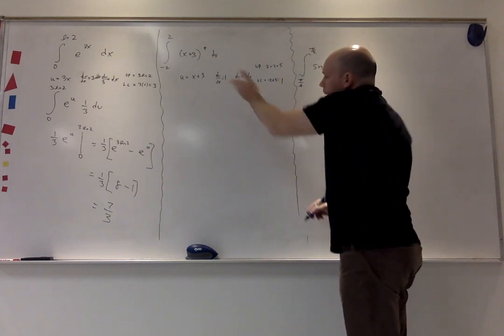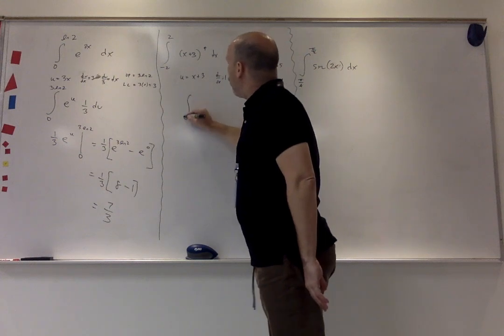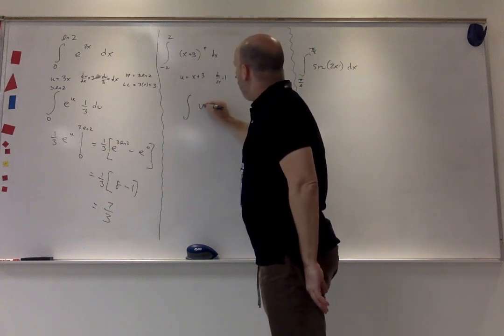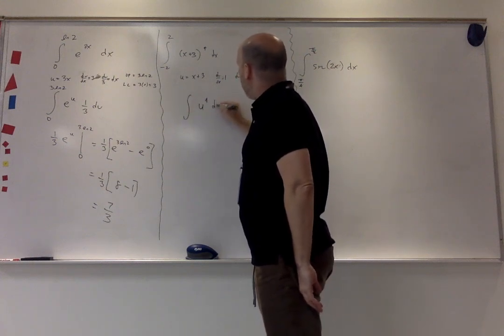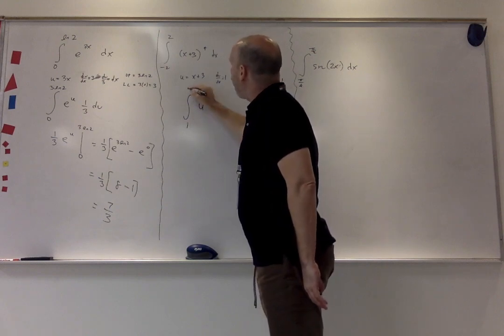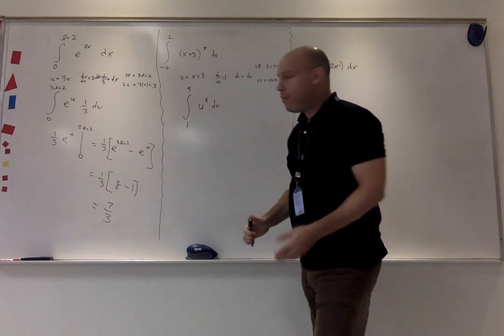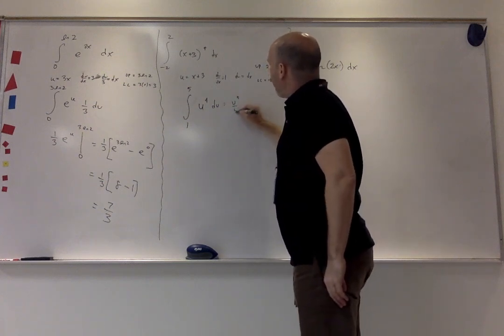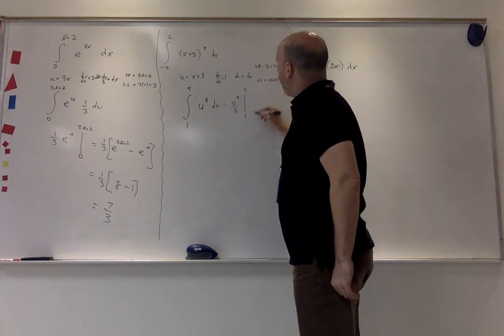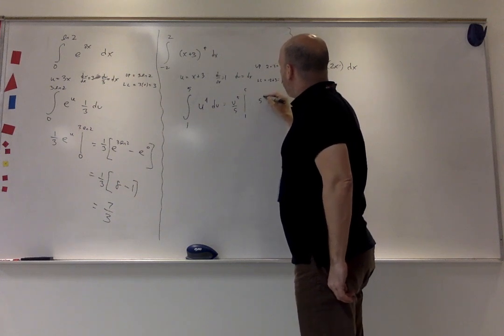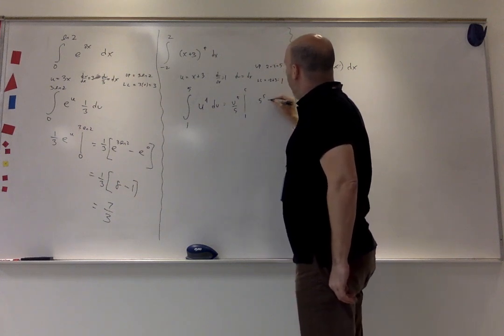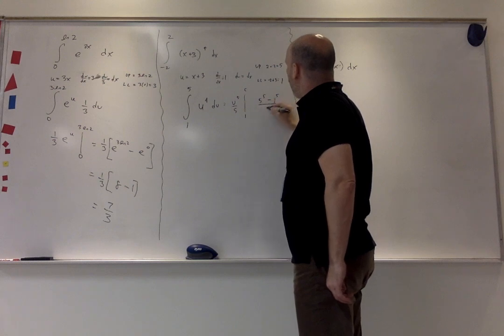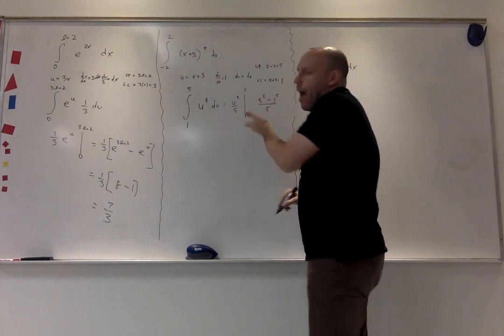So now let's rewrite my integral. My integral now is u to the 4th du from 1 to 5. Just solve it. u to the 5th over 5 from 1 to 5. You have 5 to the 5th minus 1 to the 5th all over 5. And that's a calculator question.